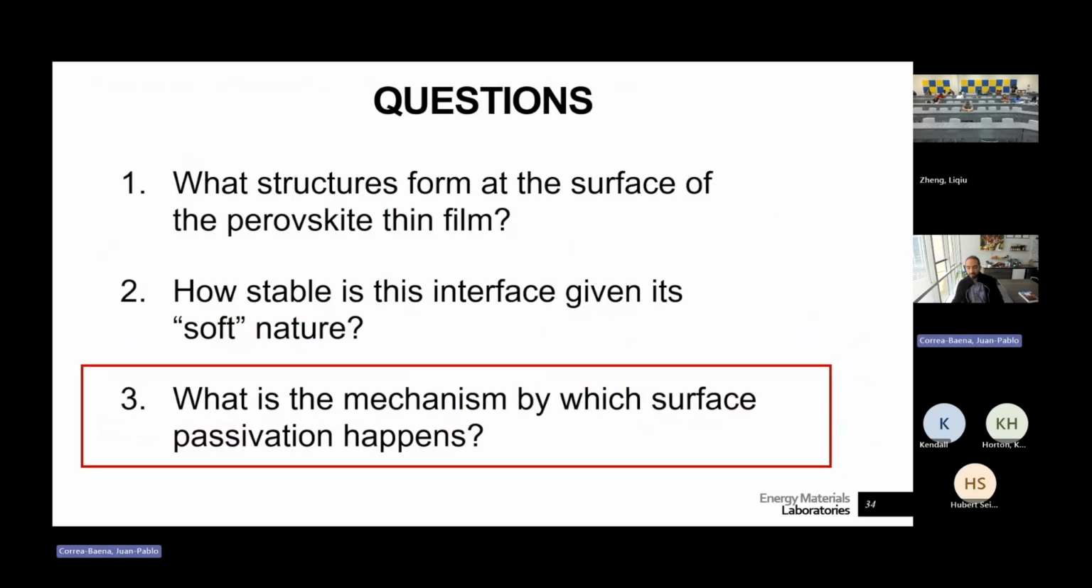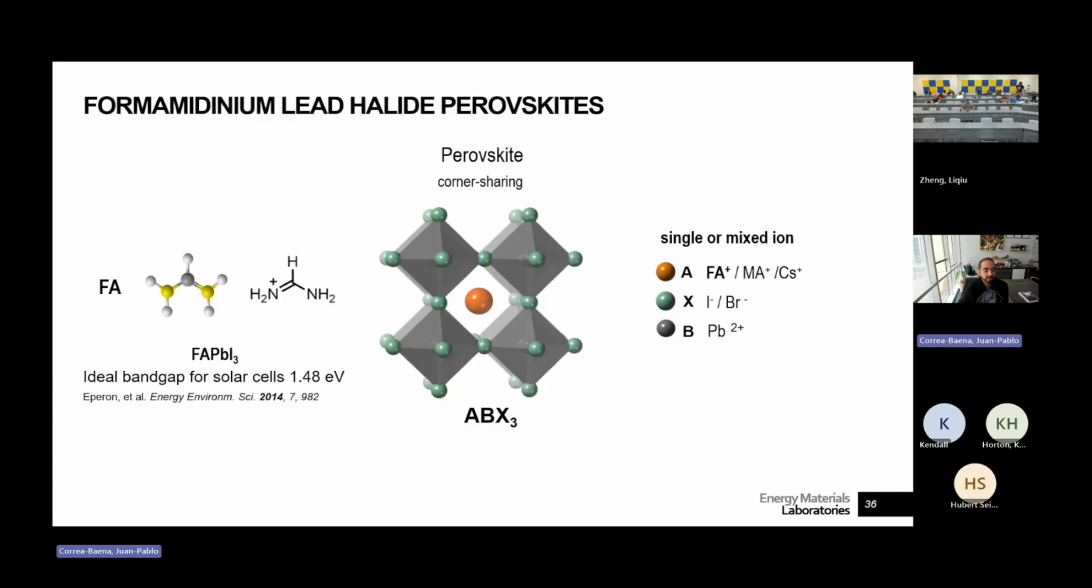All right, the next question that I wanted to answer, that I mentioned we want to study, is what are the mechanisms by which surface passivation happens? People have been putting these molecules, forming these 2D structures on the 3D materials, but people don't understand exactly why they work better. The devices work better, but we don't know exactly why. And we have a hypothesis. We think that this has to do with phase transformations.